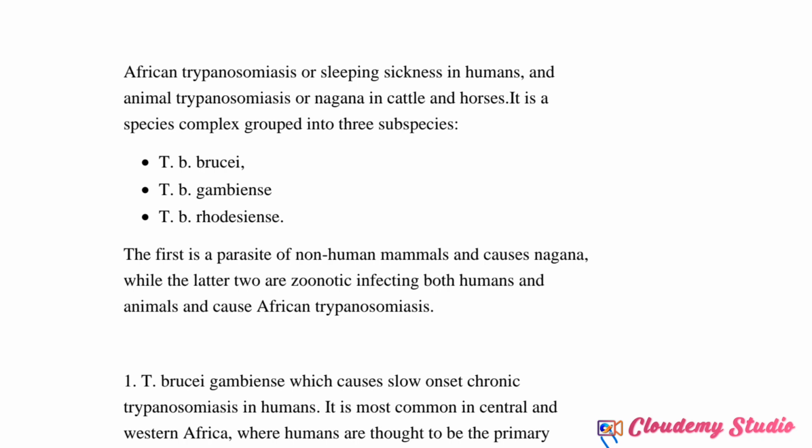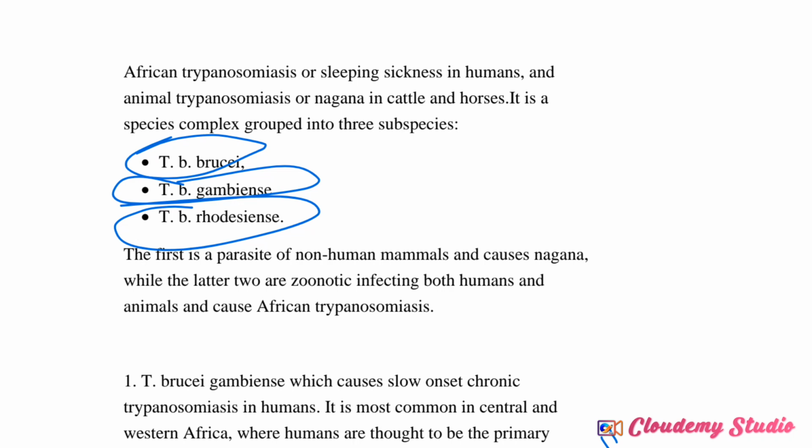So we have three complexes. We call them species complex. Now, these species complex are three. We have Trypanosoma brucei brucei, Trypanosoma brucei gambiense, and Trypanosoma brucei rhodesiense. These are the three complexes that we have. So I repeat: Trypanosoma brucei brucei, Trypanosoma brucei gambiense, and Trypanosoma brucei rhodesiense. Now, the parasite is a parasite of non-human mammals that causes nagana. They cause nagana in non-human mammals like cattle, you understand, and they cause sleeping sickness in humans, you understand. Now, let us talk about each complex.